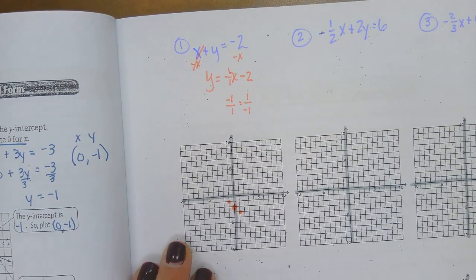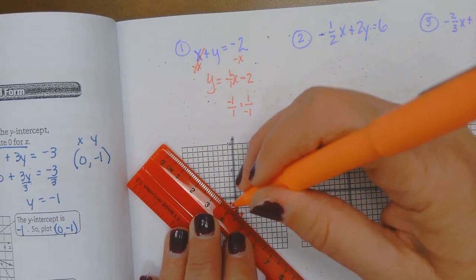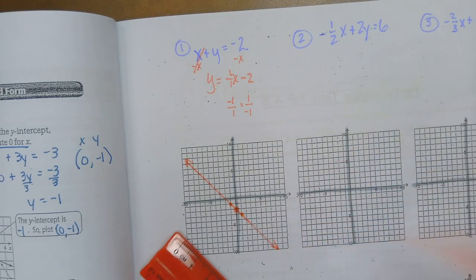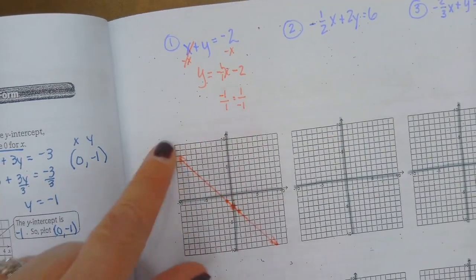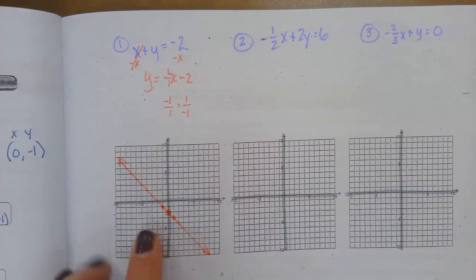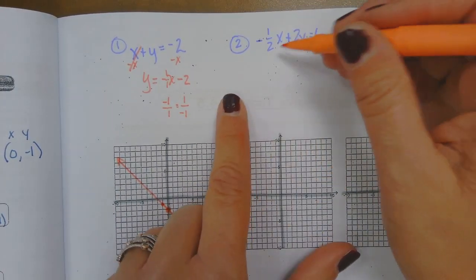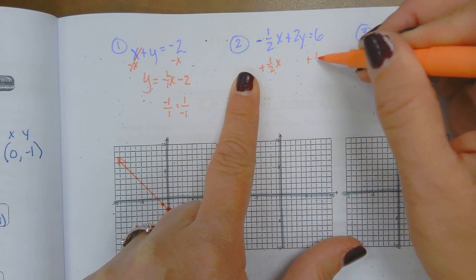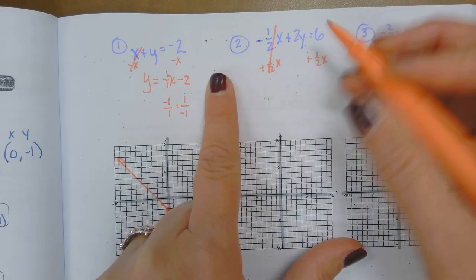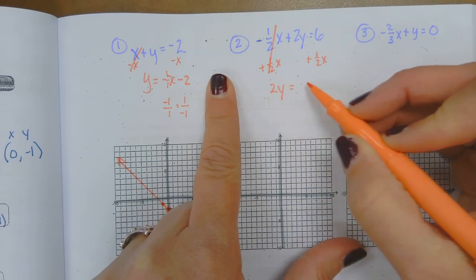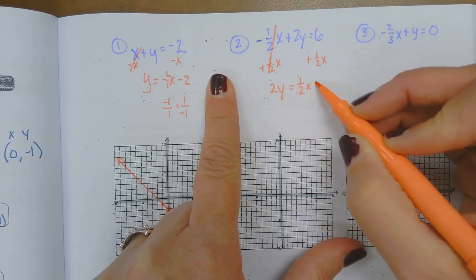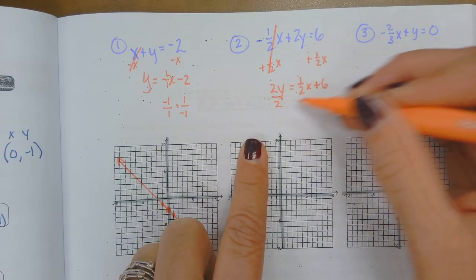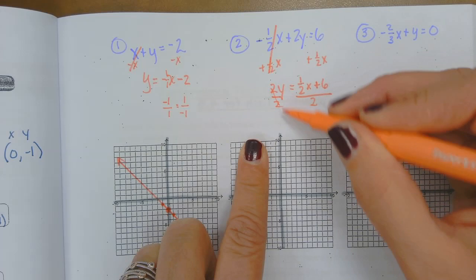When we get enough points, 3 is fine. You can keep drawing them if you need. Take your straight edge and draw it all the way through your graph. Again, we had a negative slope, so you want to make sure that you have a negative line. On this one, we want y by itself, so we add 1/2 x on this side. Those are gone. So we get 2y equals 1/2 x plus 6. Divide all of that by 2.